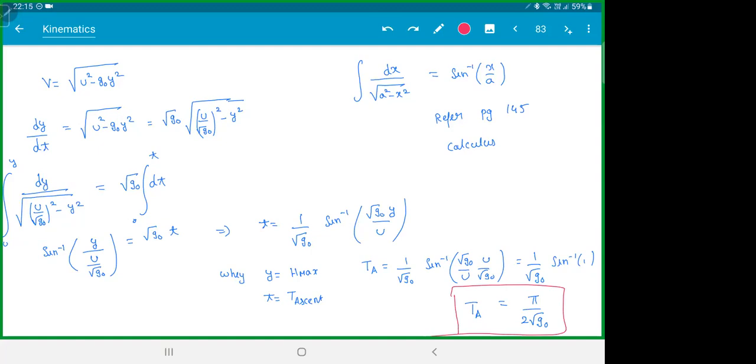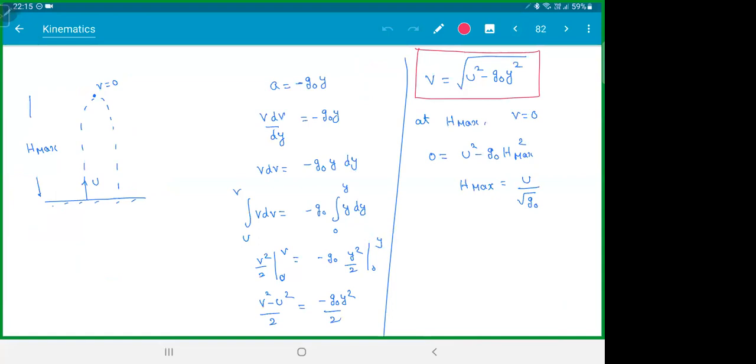But please do check the steps. Anything you didn't understand, please ask. Anything you're not clear about, what we did, look at this again step by step. So you have to do a double integration here. Clear?